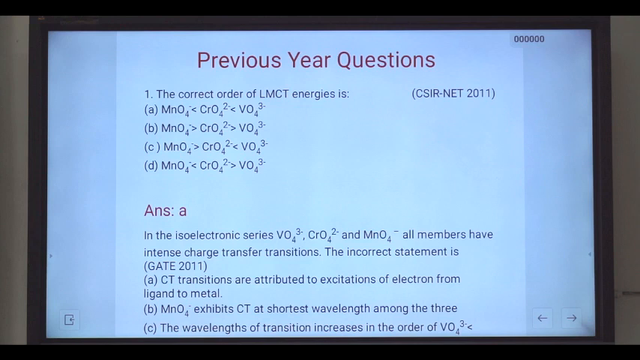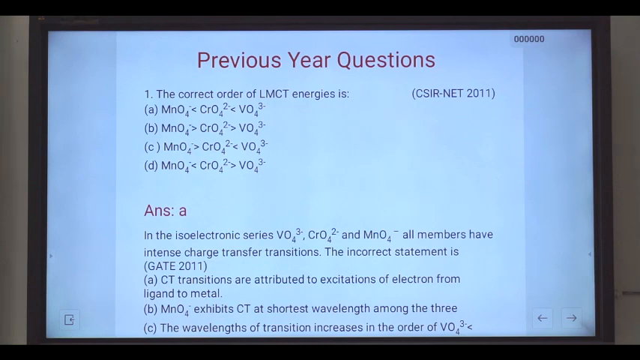This question can be solved by using two things. First one is by considering their oxidation state. If I calculate the oxidation state, for manganese it will be +7, for chromium it will be +6, and for vanadium it will be +5. So with increase in the oxidation state, what will happen to the LMCT? LMCT will go on decreasing. So here our correct answer is A.